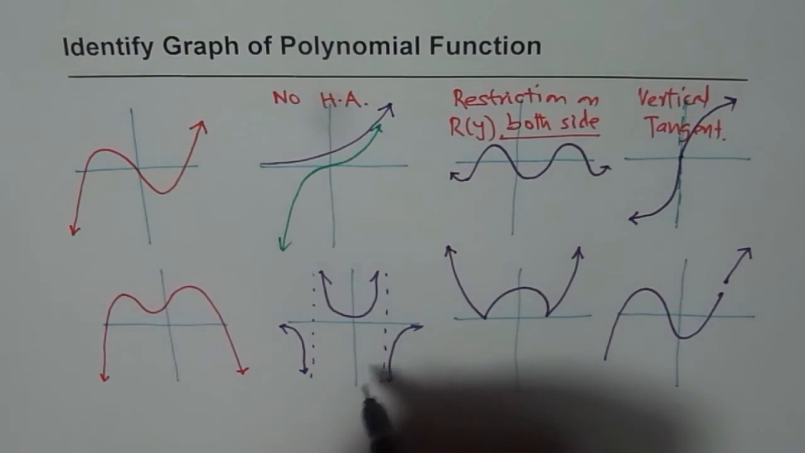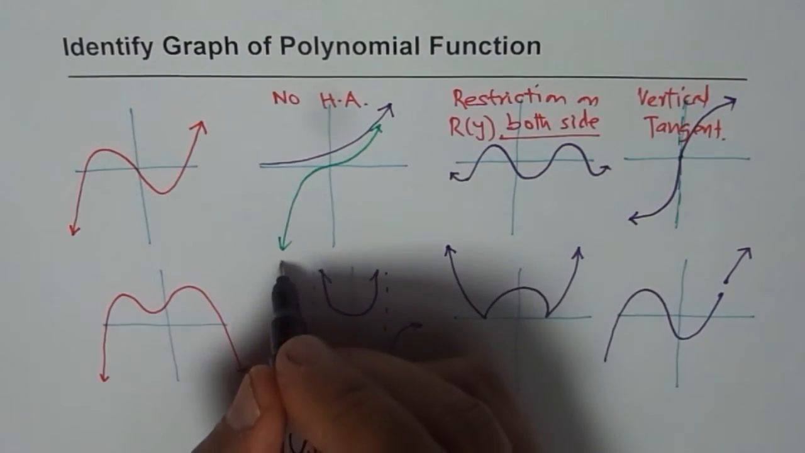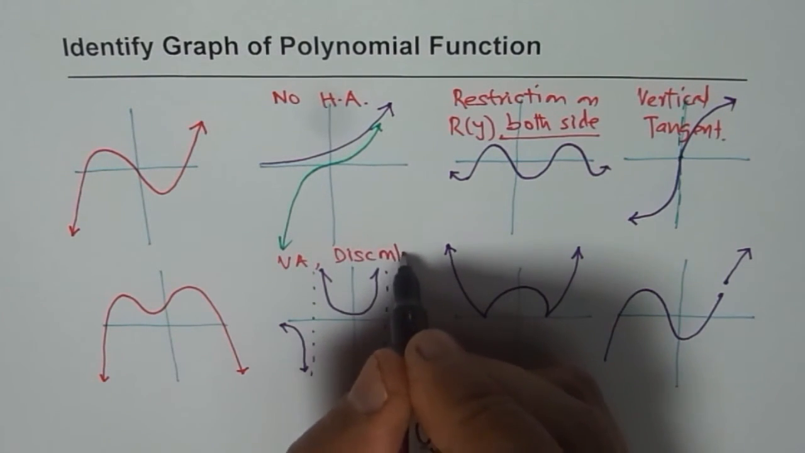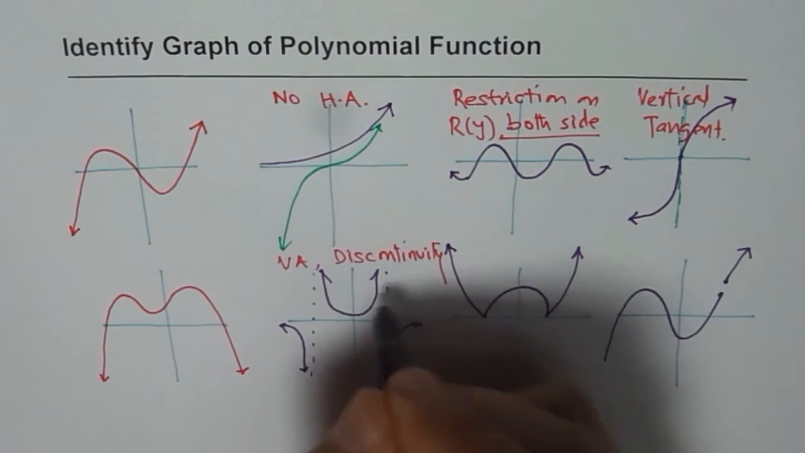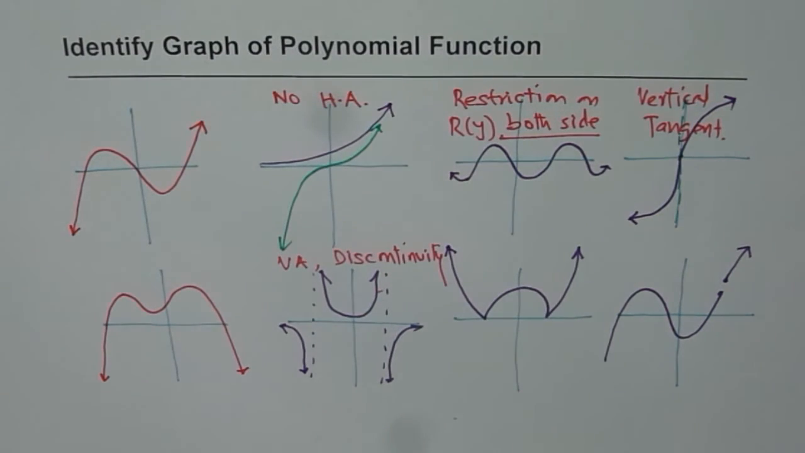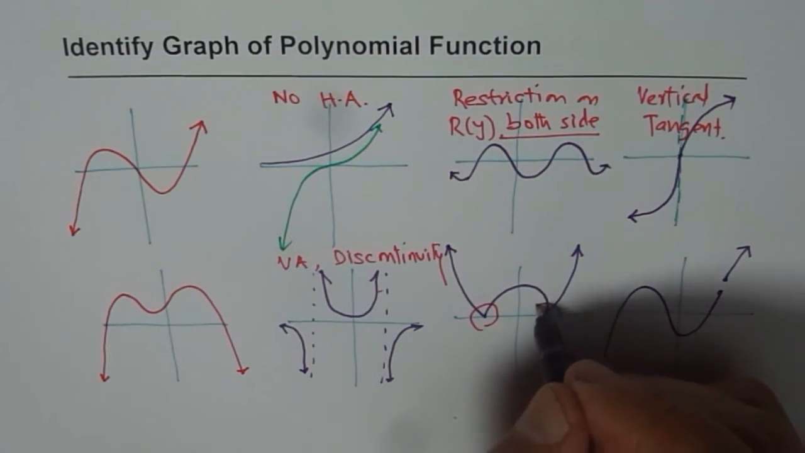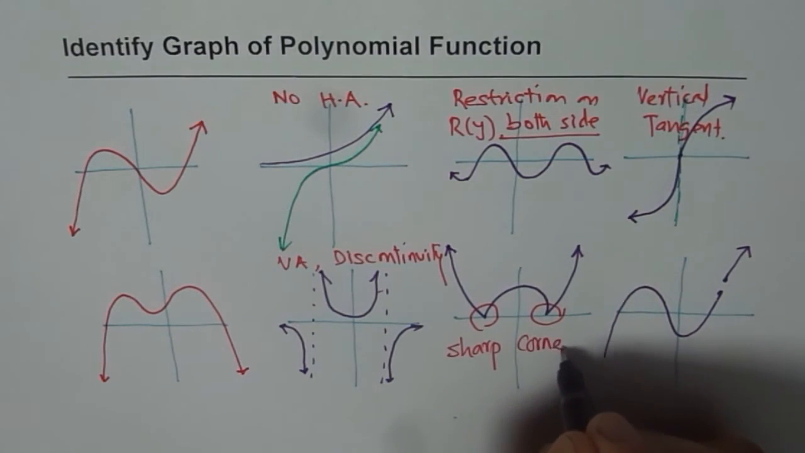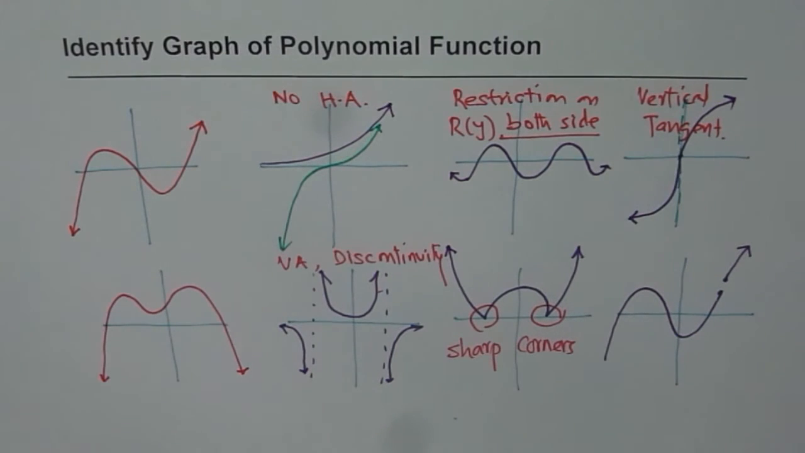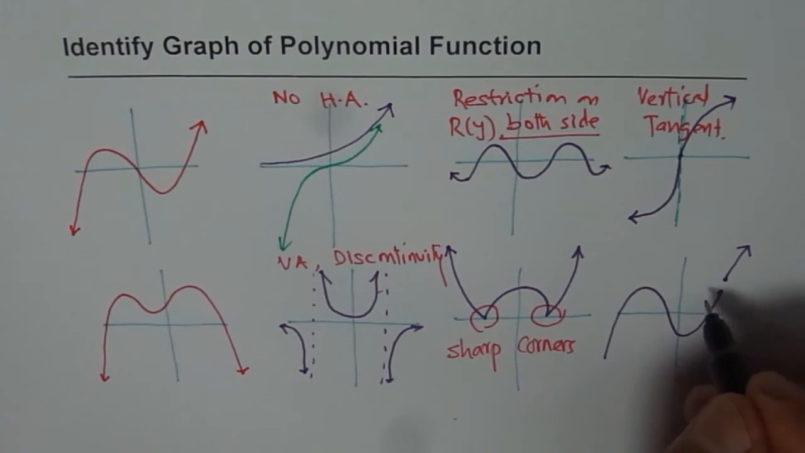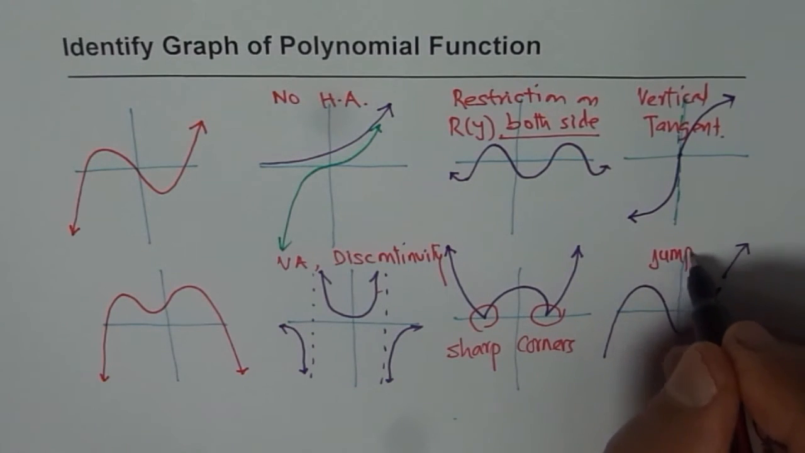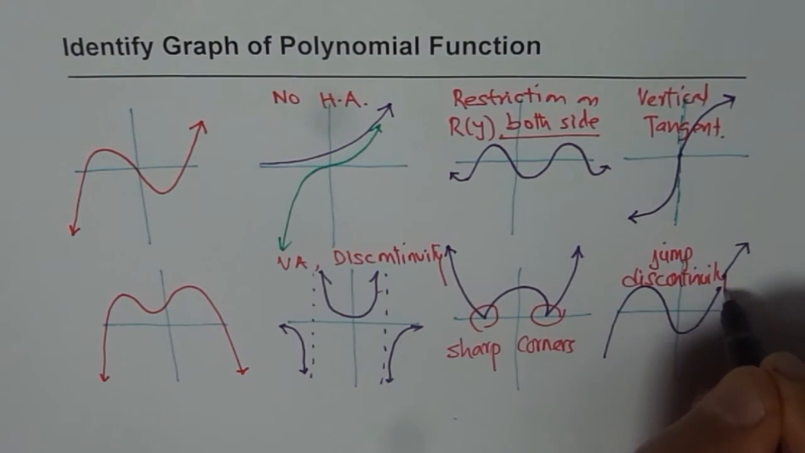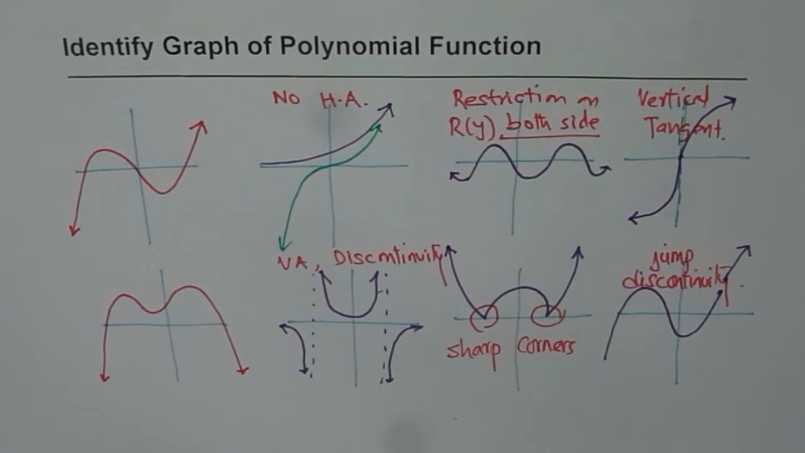And here we have vertical asymptotes and discontinuity. Therefore, this is not a polynomial. And here we have sharp corners, and therefore this is not a polynomial. And here we have a jump discontinuity, and therefore it is not a polynomial.